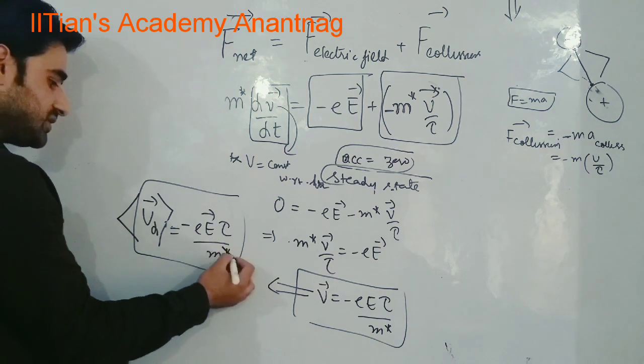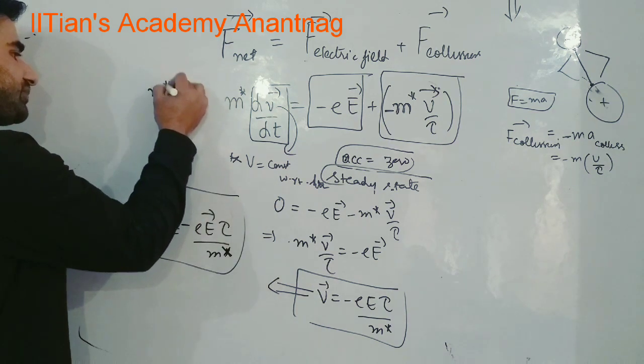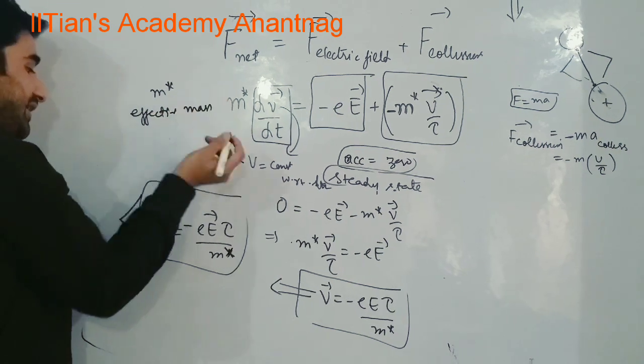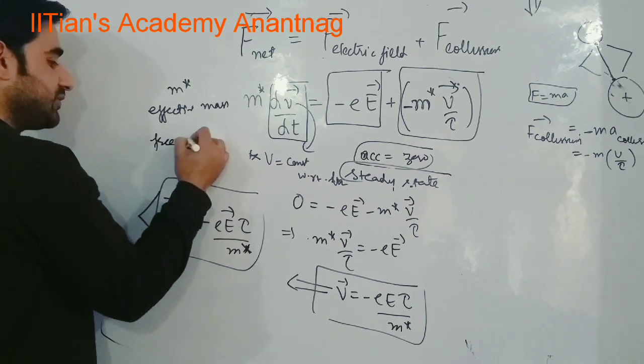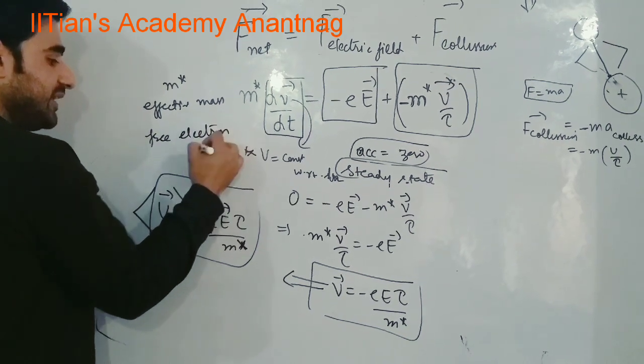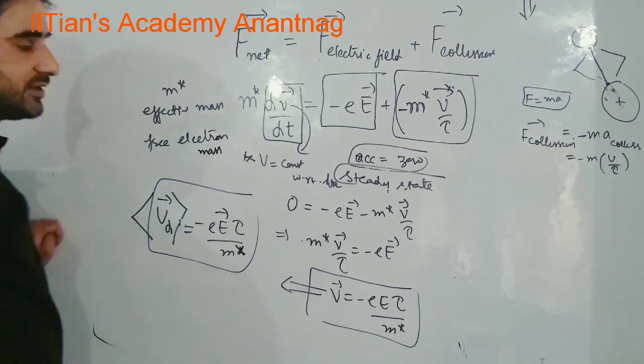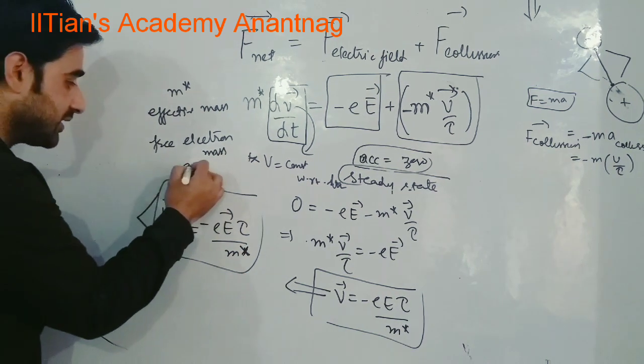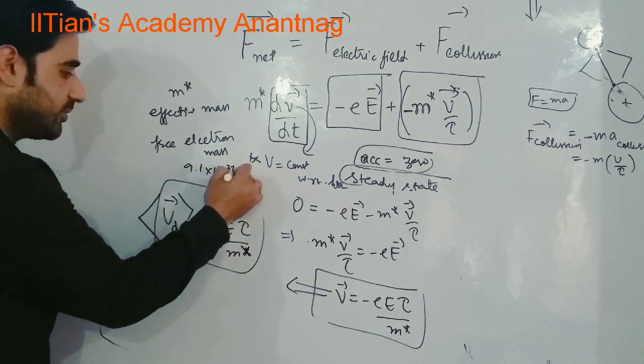Now the question is, sir, what is m star? m star is called the effective mass of the electron, and it is totally different from the free electron mass, because when the electron is inside a medium under the action of an electric field, the mass of the electron is not 9.1 into 10 raised to power minus 31 kg.